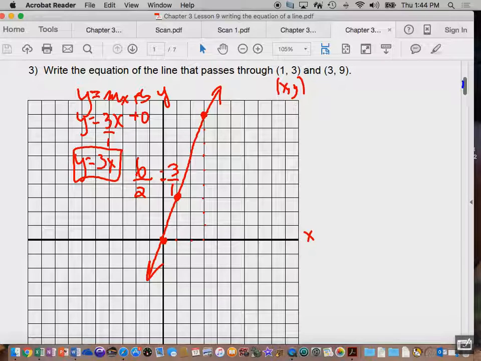Now, let's go backwards and show that it works, okay? According to y equals 3x, what's the y-intercept? No, 0, and what's the slope? 3. So if I start at 0, up 3 over 1, up 3 over 1, up 3 over 1. Do you see how I get the same exact line? Forwards, backwards works the same way.